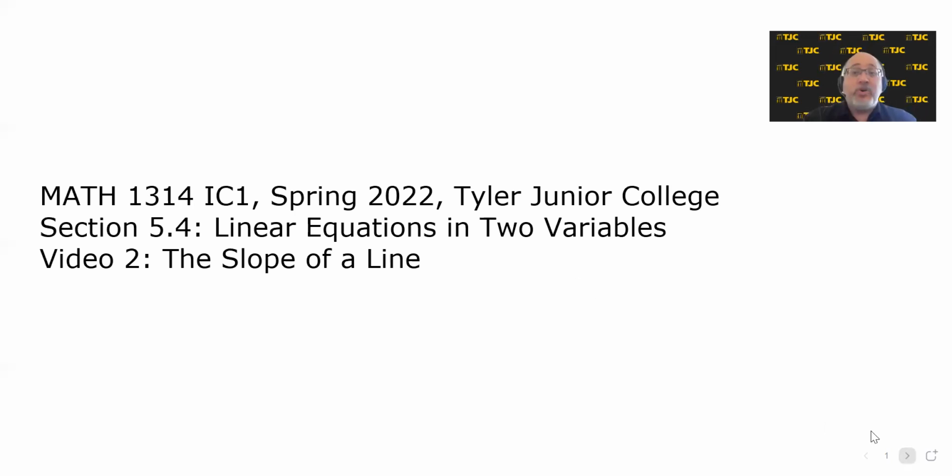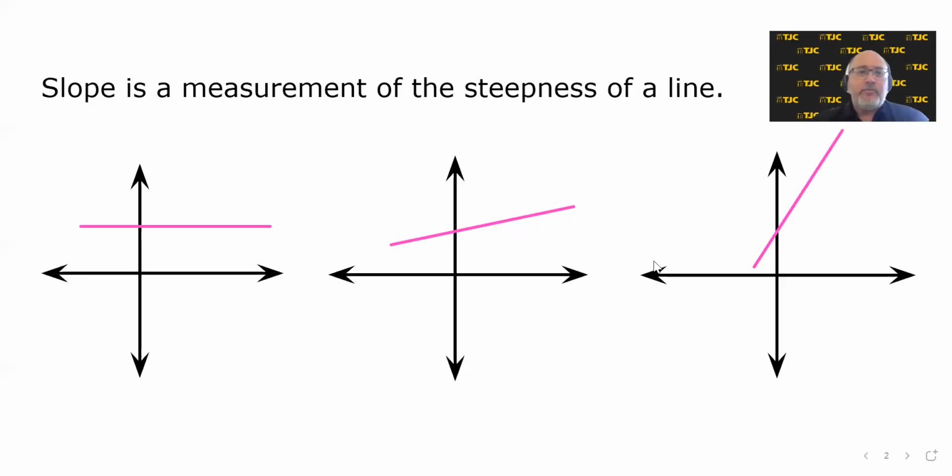Well, here's what slope measures. Slope is a measurement of the steepness of a line. So whenever you measure a slope, calculate a slope, observe a slope, whatever, you're looking at a number whose job is to measure how steep a line is.